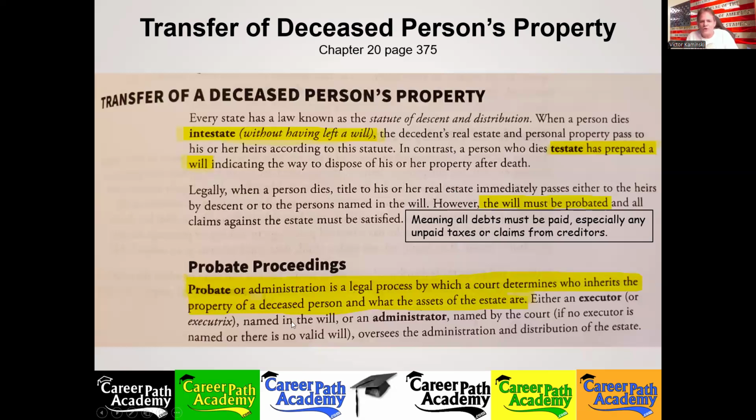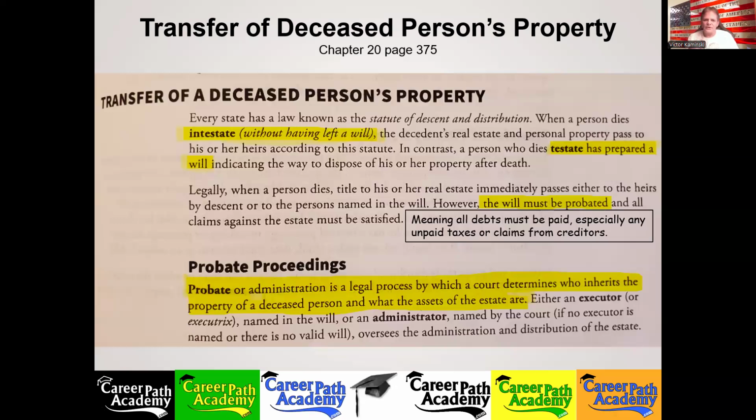So, probate or administration is a legal process by which a court determines who inherits the property of a deceased person and what the assets of the estate are. Either an executor or an executrix, you have to name in the will. If you do not name an executor or an executrix in a will, who would be in charge of making sure your final wishes are carried out and assets distributed according to your wishes, an administrator will be appointed by the court, usually a lawyer, in exchange for 10% of the value of the estate.